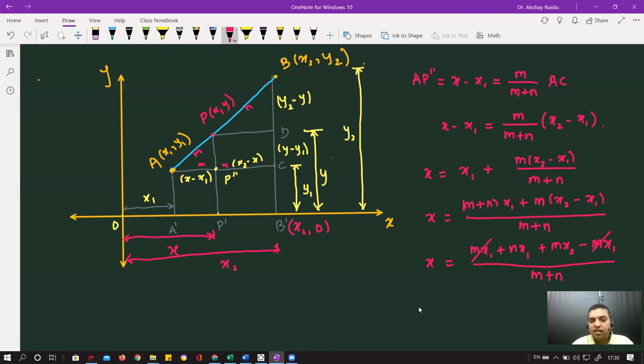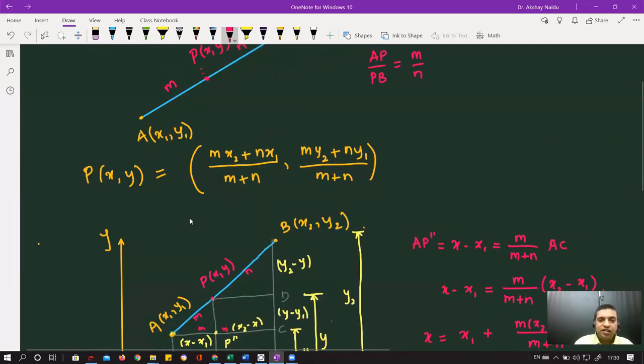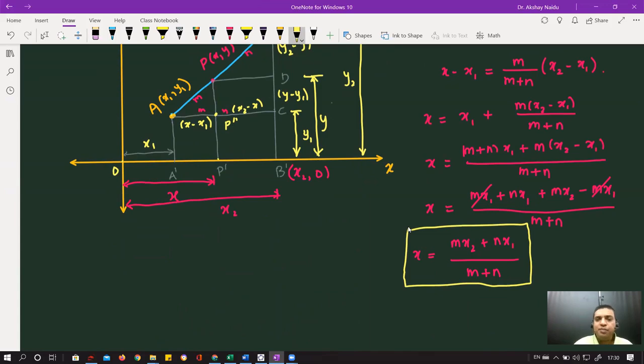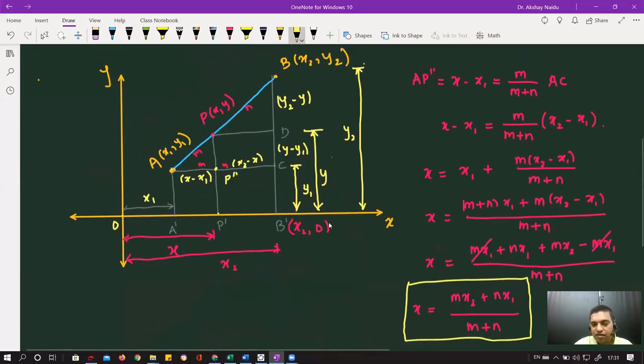mx1 cancels. Then you are left with mx2 plus nx1 by m plus n. So that's what is the x coordinate. If you go back, this was our x coordinate, mx2 plus nx1 by m plus n. So that's what we found here. This is x. What did I do? Simple ratio proportion, that's all. Okay.